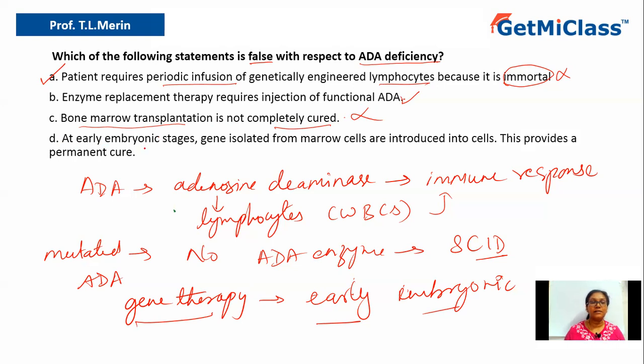Option D says at early embryonic stage, gene isolated from marrow cells are introduced into the cells. This provides a permanent cure. As I told you, at early embryonic stage, if we introduce cells with the ADA gene, then it will be taken up by all the cells, and as the embryo grows into the baby, all the body cells will have that particular gene. So this is also a correct statement, but we are looking for the false statement.